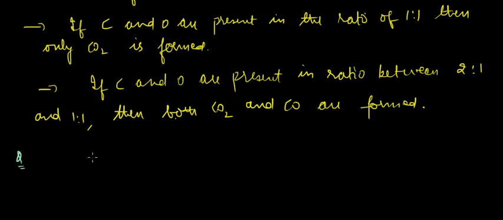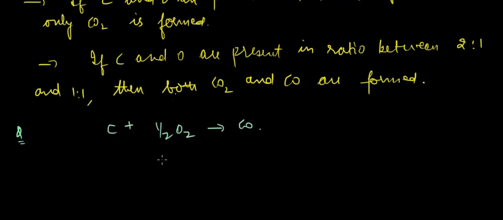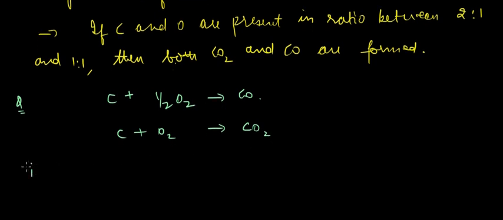Let's have a question to discuss. We have carbon plus half mole of oxygen forming carbon monoxide, and carbon plus oxygen reacting to form carbon dioxide. First is 16 gram oxygen. If we take 16 gram oxygen, what will happen? We have 0.5 moles of oxygen.